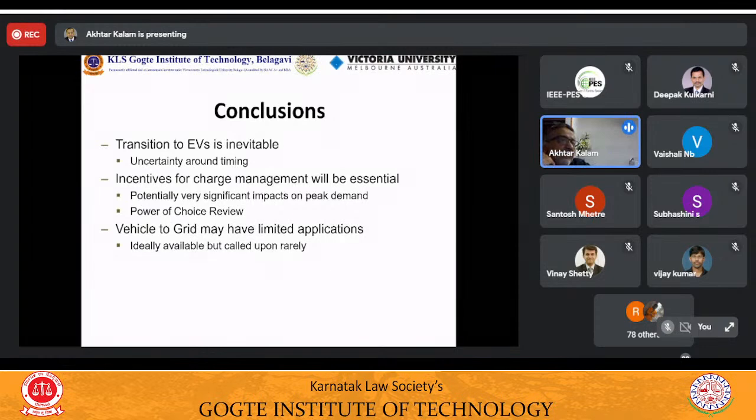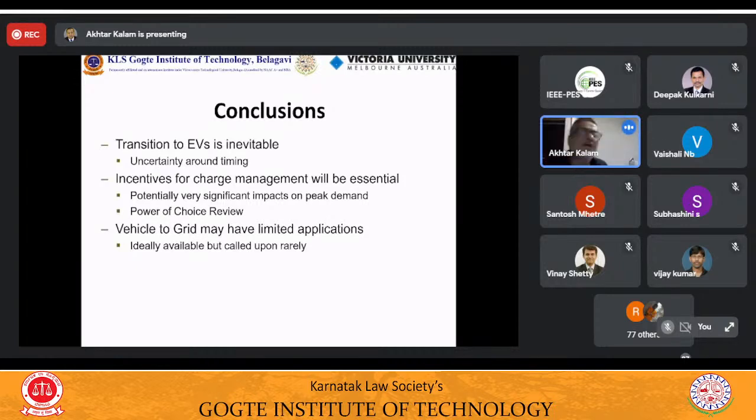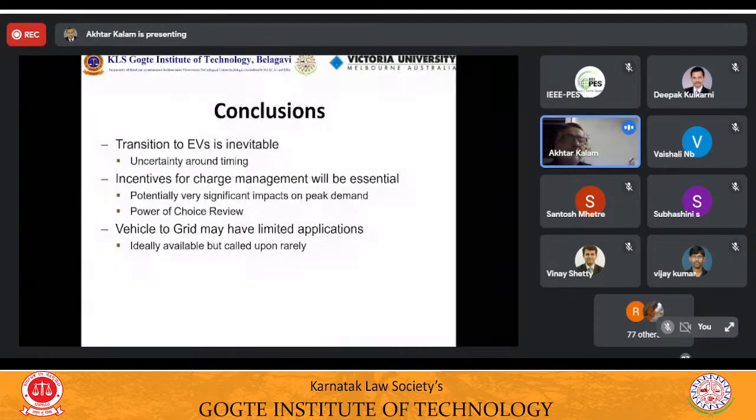The vehicle to grid has limited application, but I believe that it will only be called upon when there is scarcity in the supply because the load is much, or there's going to be a cyclone, typhoon, and you've got your renewable energies uprooted, then and only then you may have that sort of issue.